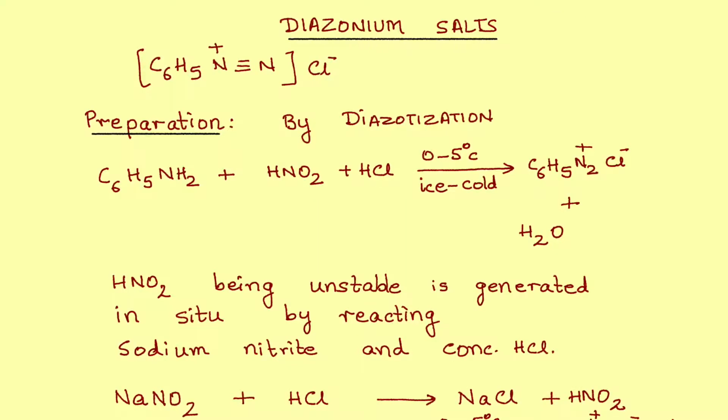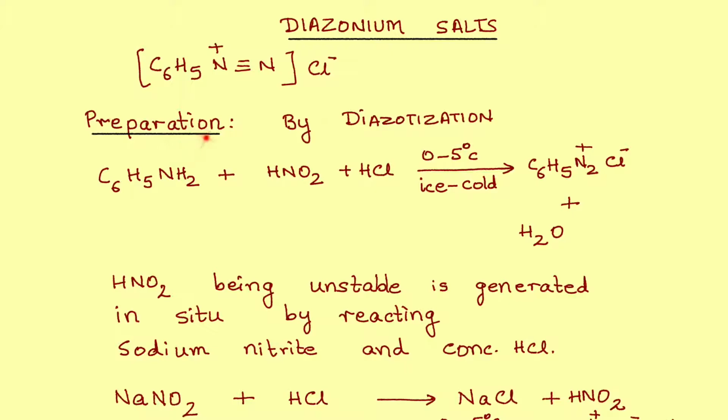We are continuing with our learning of diazonium salts, and we've already loaded 2 videos on the topic. Diazonium salts, the example that I am taking up today is C6H5 triple bond N Cl negative. What is the reason for the stability of this compound? All this has been discussed in the previous video.